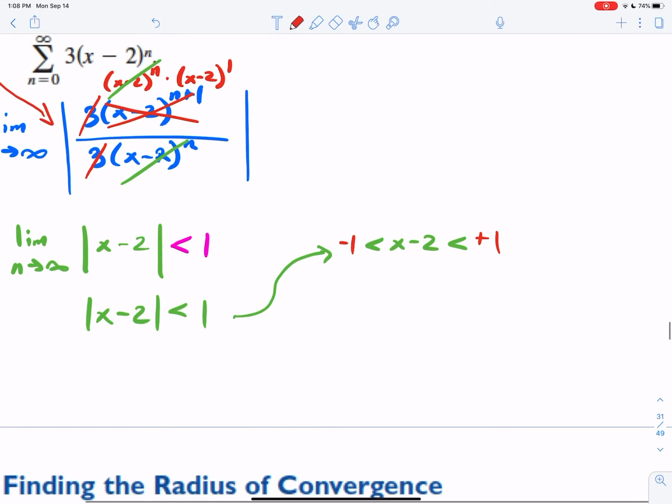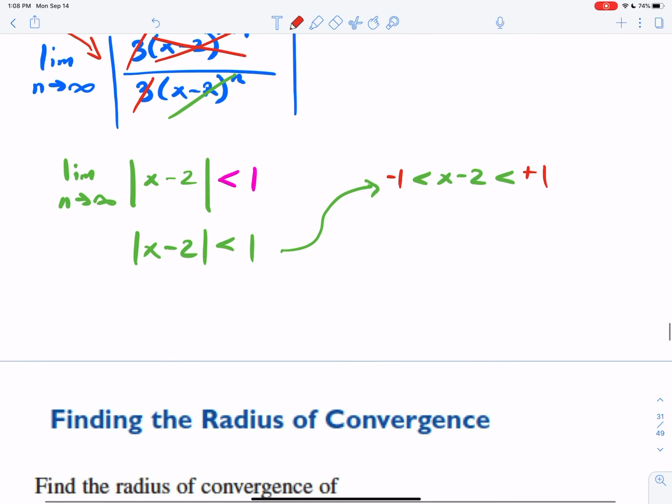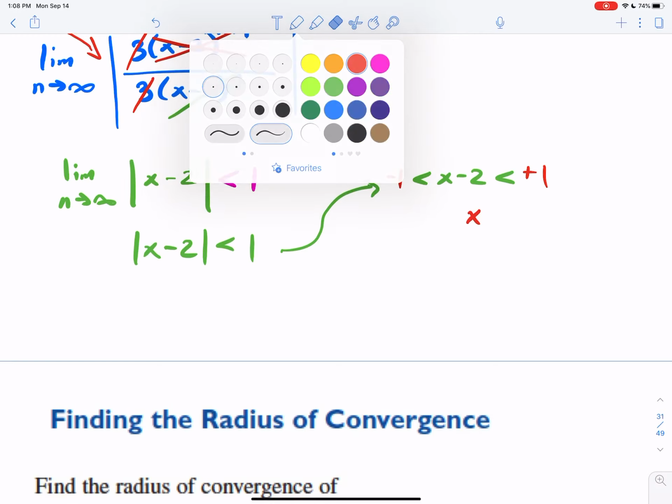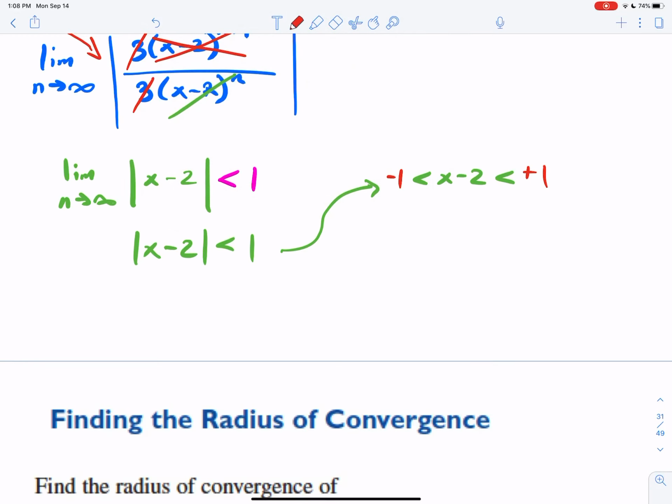If I were to get x by itself here, I would have to move the negative 2. How would I do that? I would add 2 here, add 2 here, add 2 here. Now that x is by itself, I get 3 and 1.